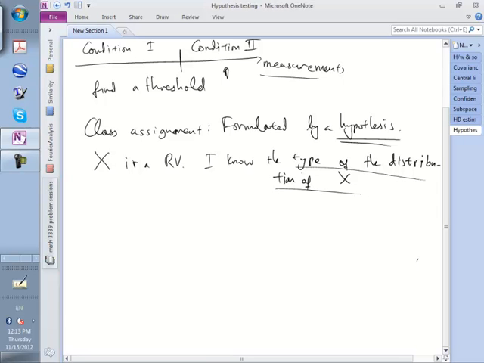So for simplification, let's forget that you may not know the type of the distribution. Let's assume that there is an oracle that always tells you beforehand what is the type of the distribution. It's a magic right now, okay? Divine power.